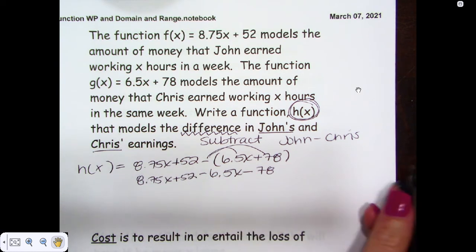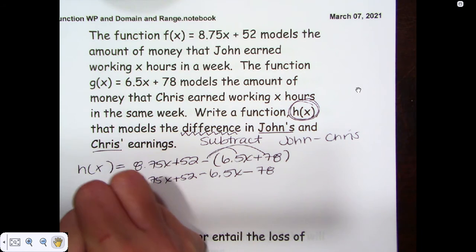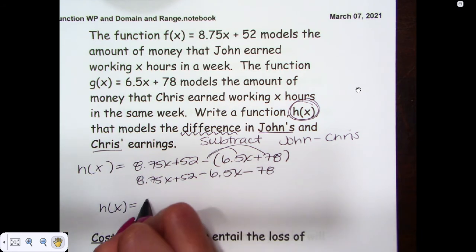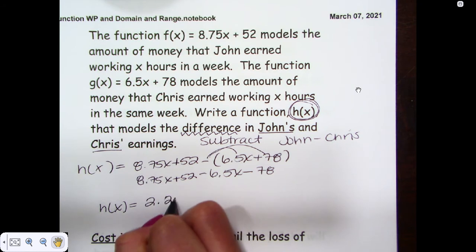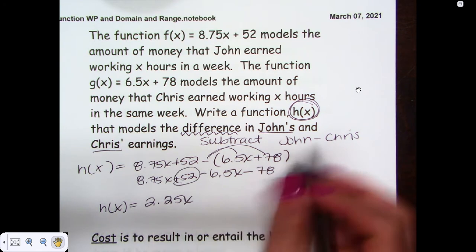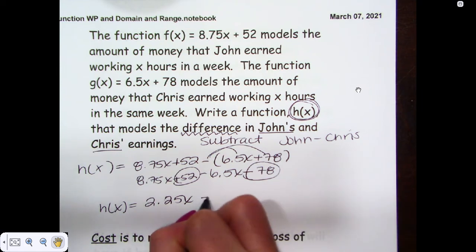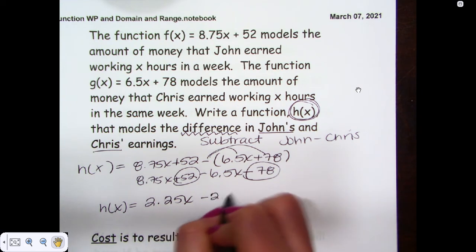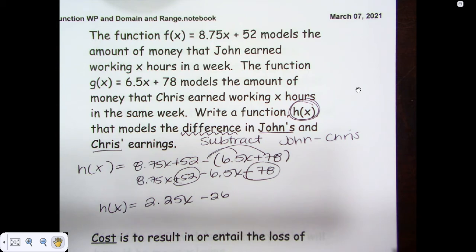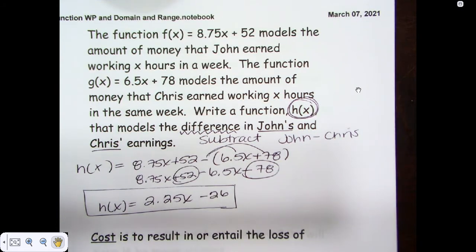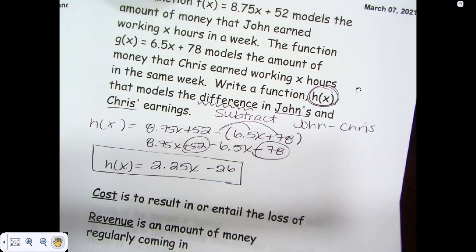Okay, and now you're going to combine like terms. 8.75 minus 6.5 is going to give me 2.25x, and positive 52 minus 78 is going to give me negative 26. So this would be the function for the difference in those two earnings.